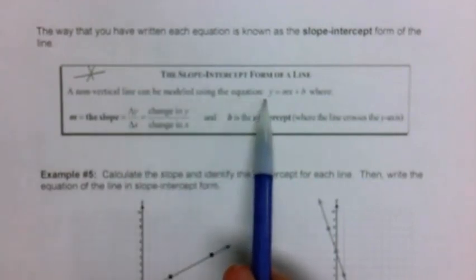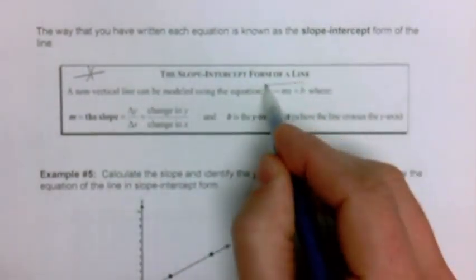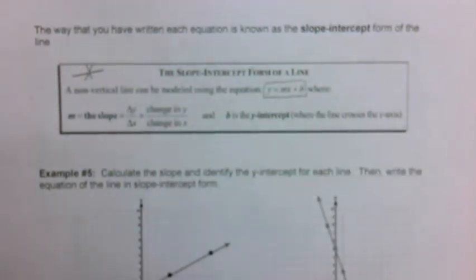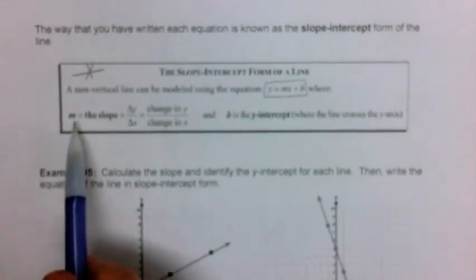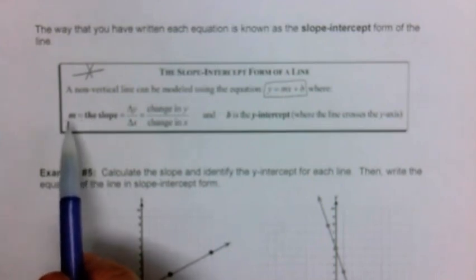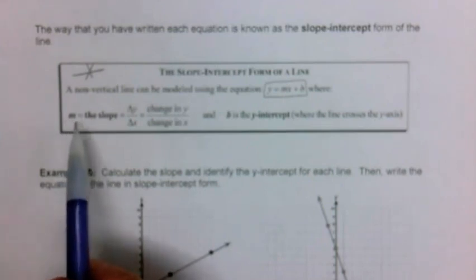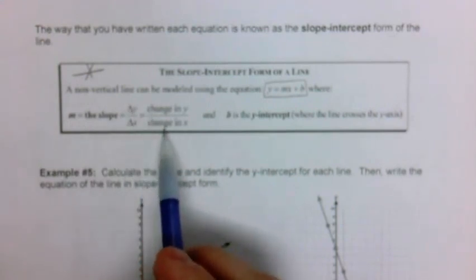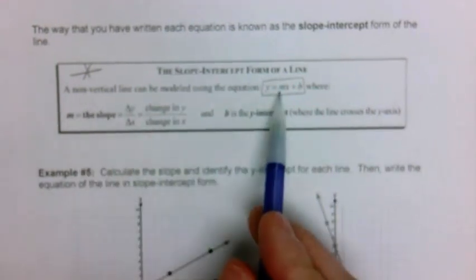A non-vertical line can be modeled using the equation y equals mx plus b. All right, that is known as the slope-intercept form of the line. Y equals mx plus b. M, of course, is the slope. We've been referring to the slope as the variable m for a few lessons now. Remember, to calculate slope, you do delta y over delta x, or the change in y over the change in x. All right, so m here is the slope.